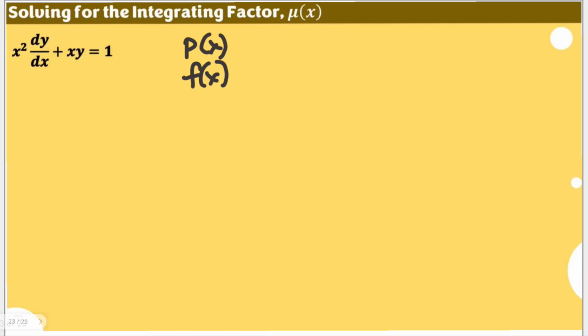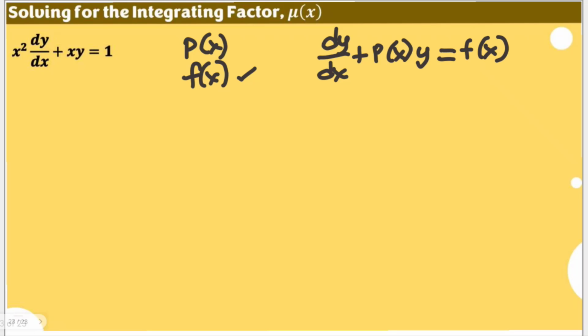of x. And by the way, we don't need f of x yet. We just need p of x, but these two will be identified by our first process in looking for the integrating factor. The point here is we are going to first identify whether our given function is in standard form. The standard form is given as the first order derivative of y with respect to x plus p of x of y, p of x rather, is equal to f of x.